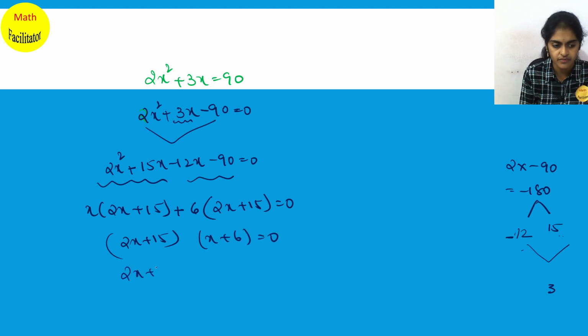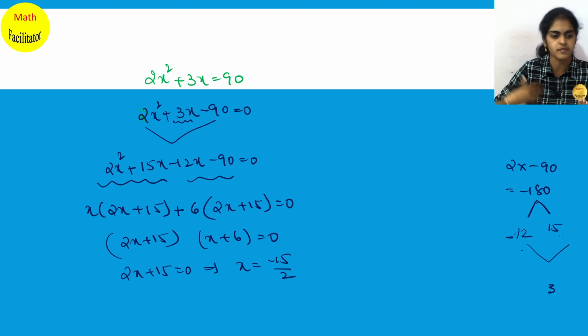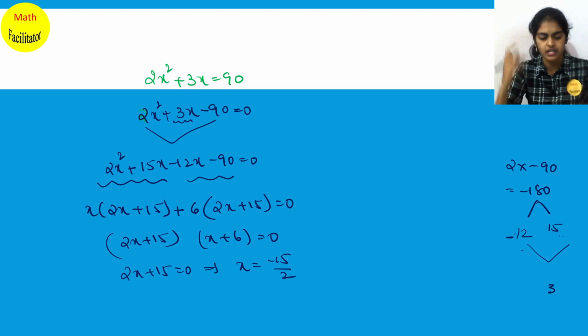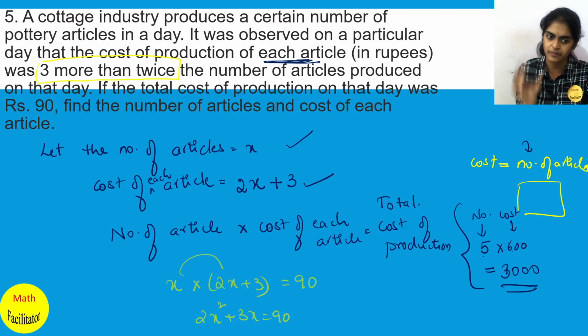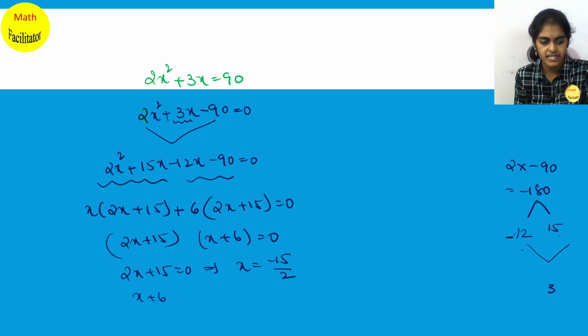So 2x plus 15 is 0. Now how are we calculating this? We have clearly discussed in factorizing the very first question of this exercise, so I'm not going into very detail explaining each and every step again and again. If you are able to frame the statement and try to find the factors, then taking common is very simple, isn't it? So x plus 6 is 0, so you'll have x as minus 6.